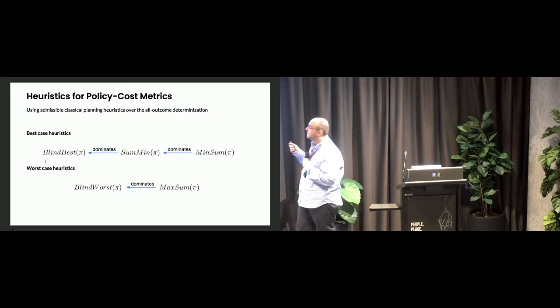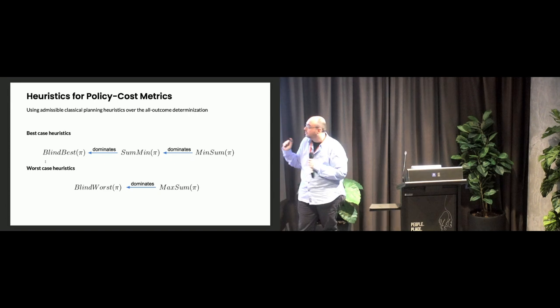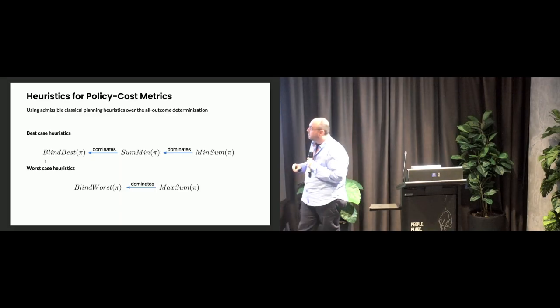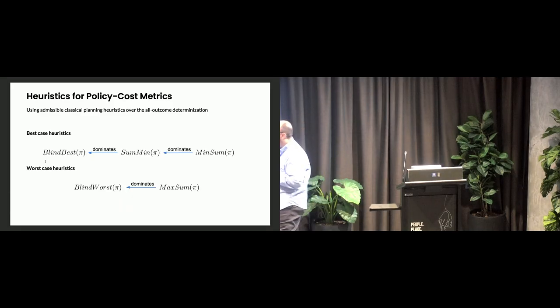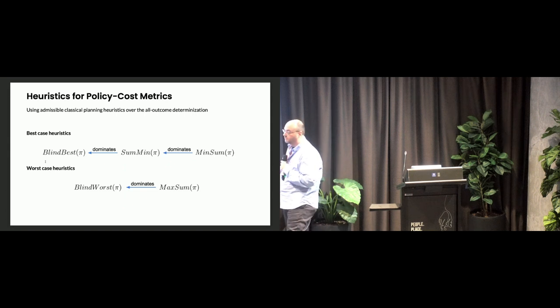Now for the heuristics, this is just a quick glance. The intuition for these heuristics is that we are going to use admissible classical planning heuristics over the all-outcome determinization of the FOND task in order to design these heuristics. And then we formulate a number of them for the best and the worst case, including some blind heuristics just for completeness' sake. In the paper, we prove admissibility and also dominance relationships. And we carried out some experiments, some evaluation studies to find the best configuration and verified that indeed it pays off to use the most informed heuristics here.